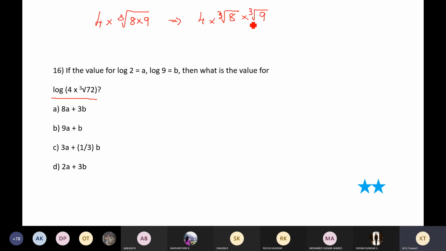Cube root can be split. So what is cube root of 8? Which is 2. So 4 into 2 into cube root of 9. So can I say this is 8 into cube root of 9? Which is actually 2 cube, because 8 is 2 cube, into 9 power 1 by 3.